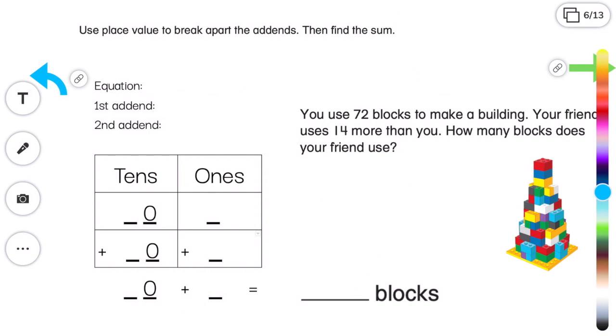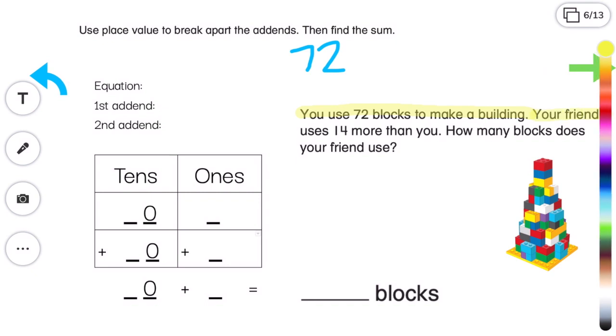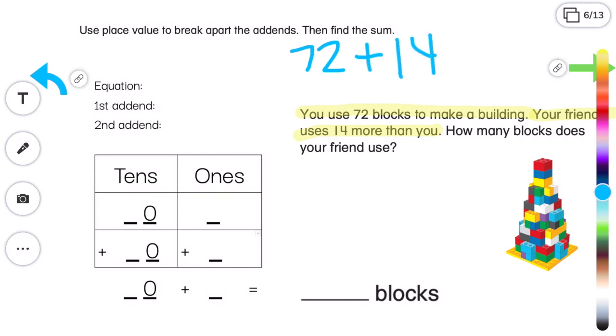I'll do 2 word problems. So let's read it. You use 72 blocks to make a building. Well, there's the start of an equation right there. Your friend uses 14 more than you. So you use 72 and your friend uses 14 more than that. How many blocks does your friend use? Here's our equation, guys. 72 plus 14. The first addend is 72. The second addend is 14.